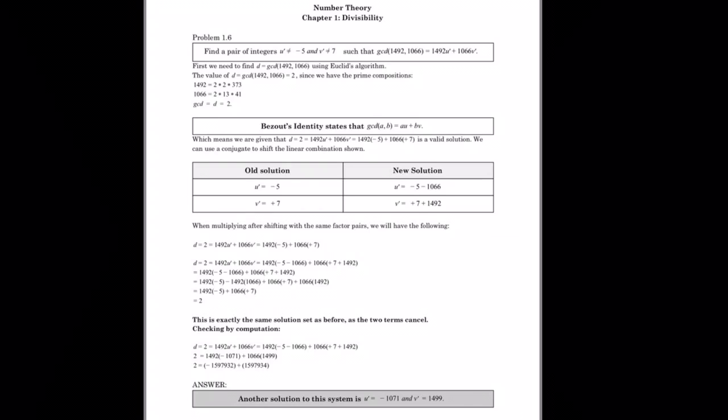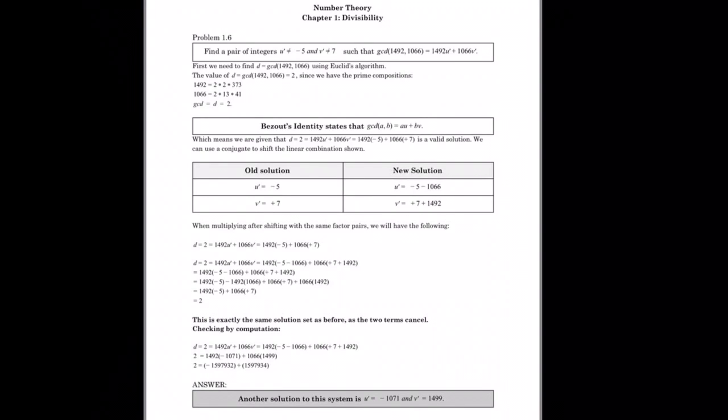But they gave us a solution. They said that one combination that works for this pair A and B is -5 and 7. So I wrote that on the table as the old solution. To create a new solution, we do an interesting trick with the conjugate. I'm going to shift u along the number line to the left, and shift v to the right, based on the gaps of 5 and 7 in a clever way.